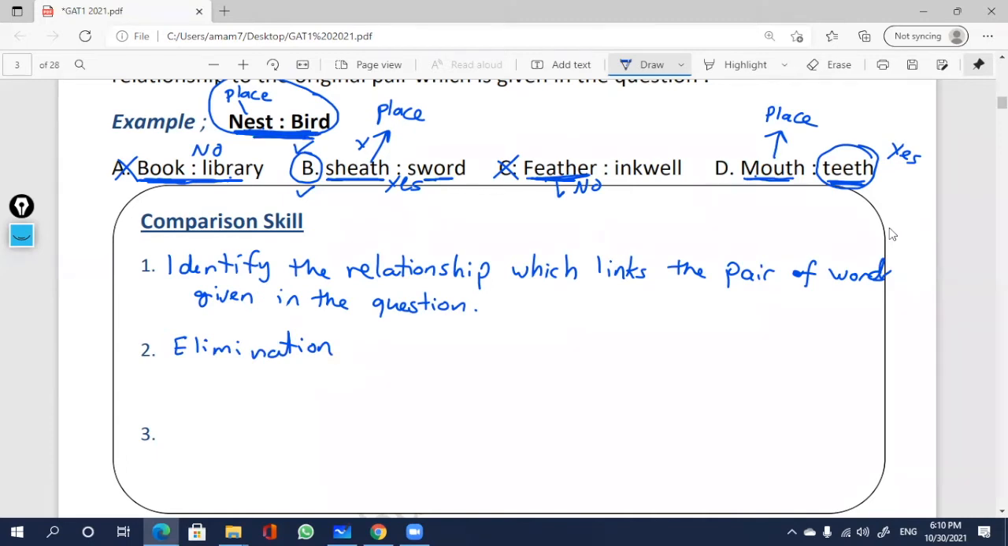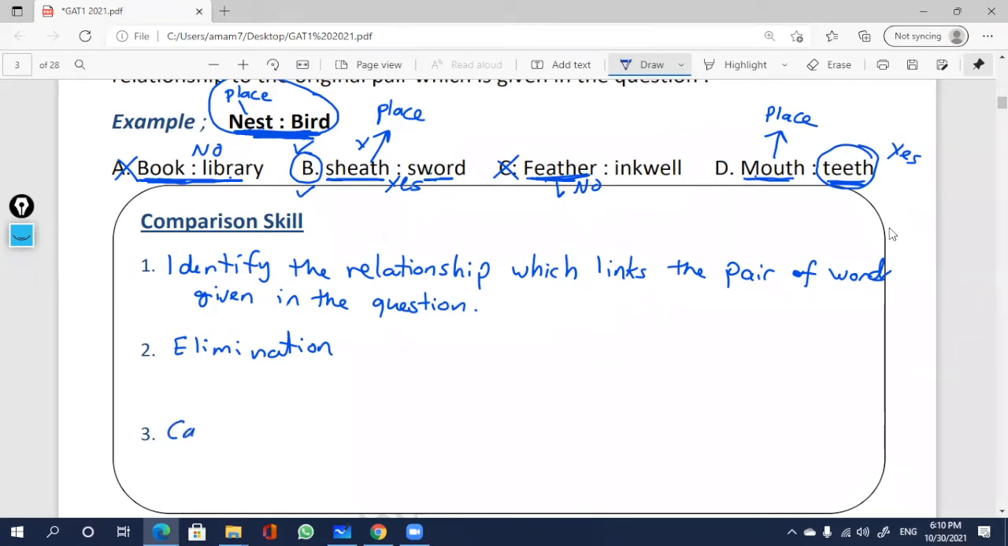Okay. Number 3, if you have more than one correct answer, you have to choose the best. How can you choose the best answer? You have to compare the remaining choices and identify the similarities and the differences. You have to do what we did in this question.